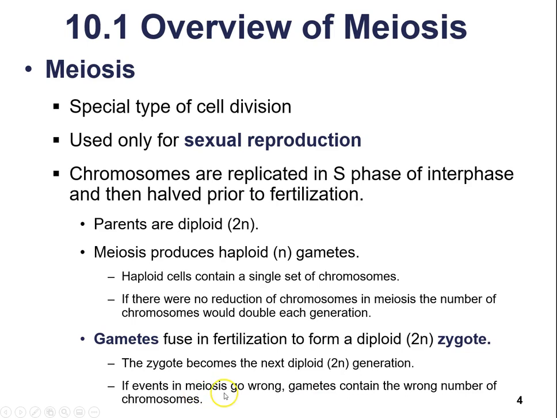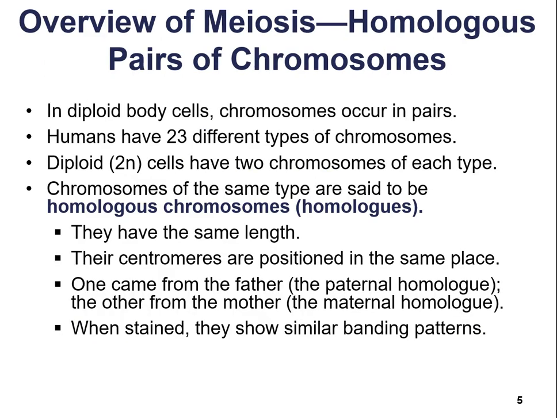All right. So it says here, if events in meiosis go wrong, gametes can contain the wrong number of chromosomes. So again, that leads you to talking about diseases or disorders that are characterized by the wrong number of chromosomes. These are not diseases that are caused by a mutation in a single gene. These are problems where you have an extra chromosome or part of the chromosome broke off and things like that. So we will talk about that at the end of the chapter.